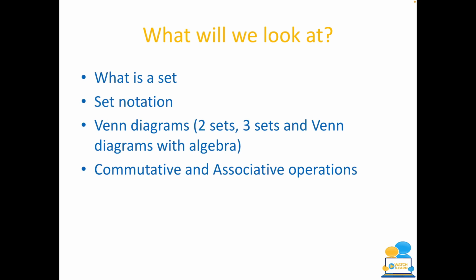Then we'll look at Venn diagrams. We'll start with one with 2 sets, then we'll move on to one with 3 sets, and then we'll look at a Venn diagram that has some algebra in it as well. And finally, then we'll look at what operations are commutative and associative when it comes to sets.